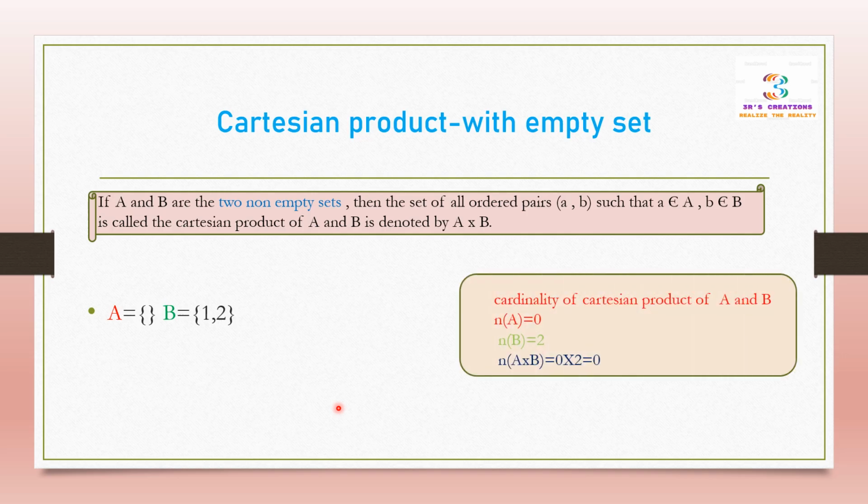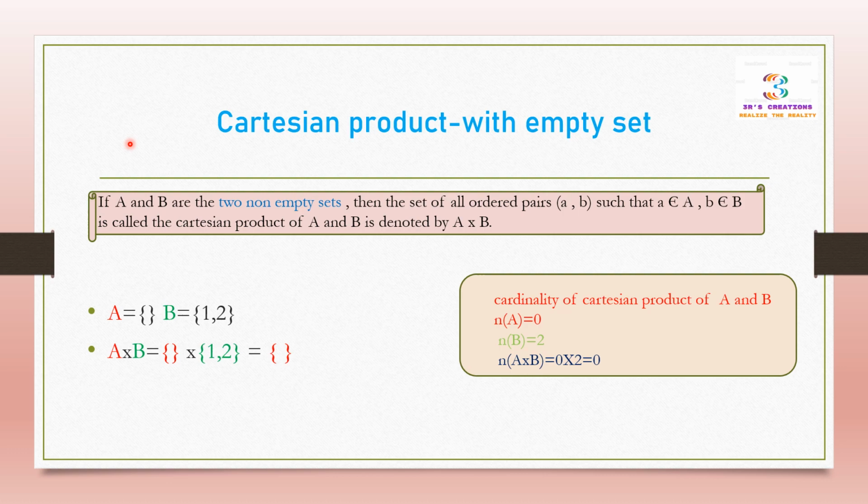Let's see. Cardinality of Cartesian product of A and B. n(A) is 0 and n(B) is 2. As A has no element, n(A) is 0. B has two elements, so n(B) is 2. So n(A cross B) will be 0 into 2 is equal to 0. That is, there are 0 possible outcomes while making Cartesian product with A and B. Hence, there is no way to find Cartesian product with an empty set.